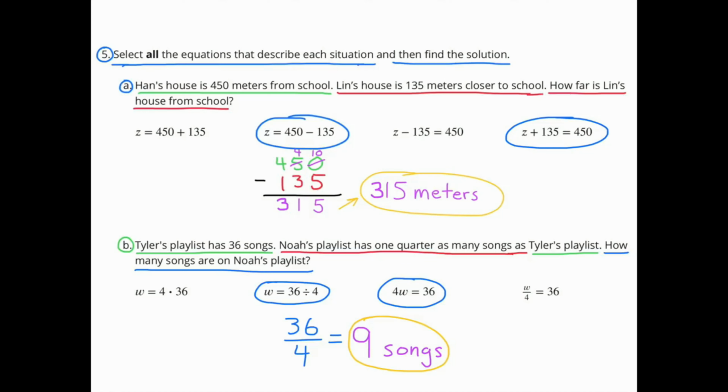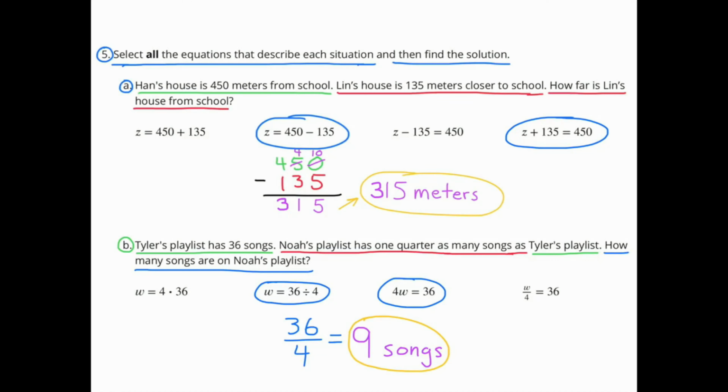B. Tyler's playlist has 36 songs. Noah's playlist has 1/4 as many songs as Tyler's playlist. How many songs are on Noah's playlist? W equals 36 divided by 4 represents 1/4 of the 36 songs in Tyler's playlist.